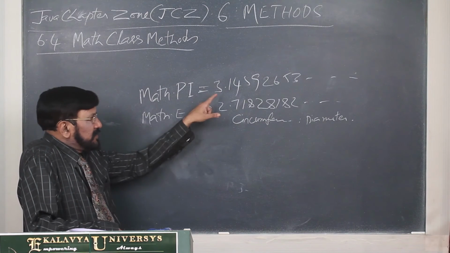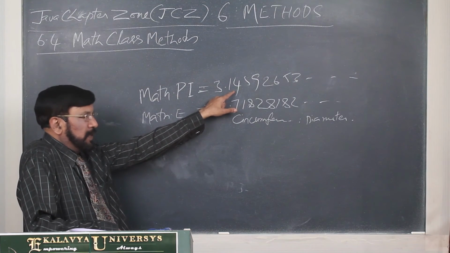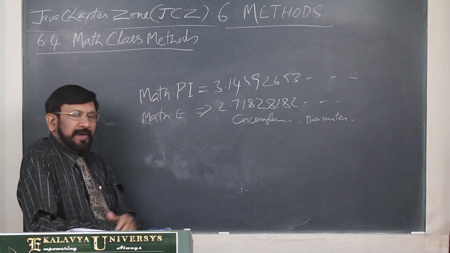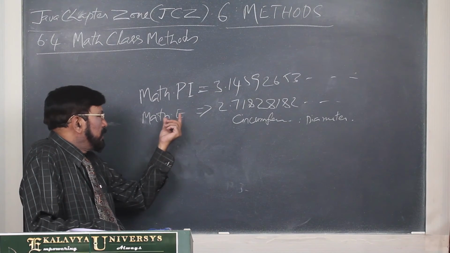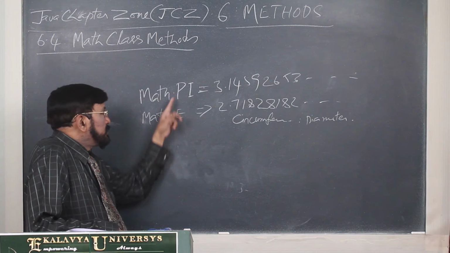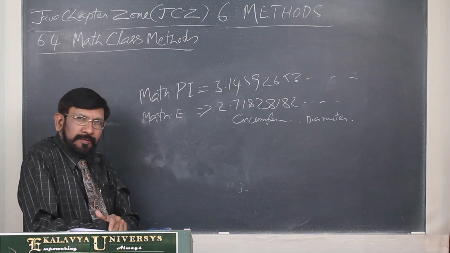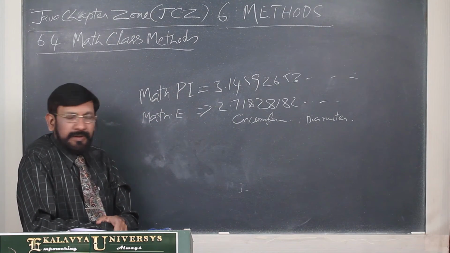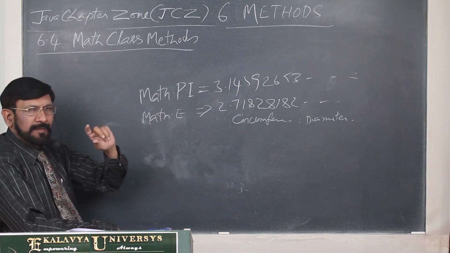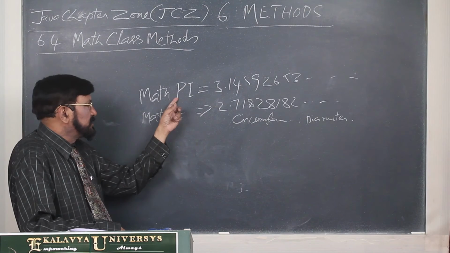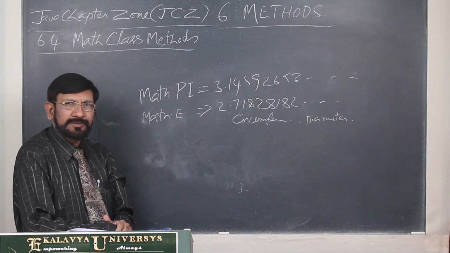One thing you remember: wherever you want to use pi, just write Math.PI. Automatically this value is represented. Wherever you want to use e, you write Math.E. Both are in capitals. You know the naming convention: for constants, we have to use capital letters.